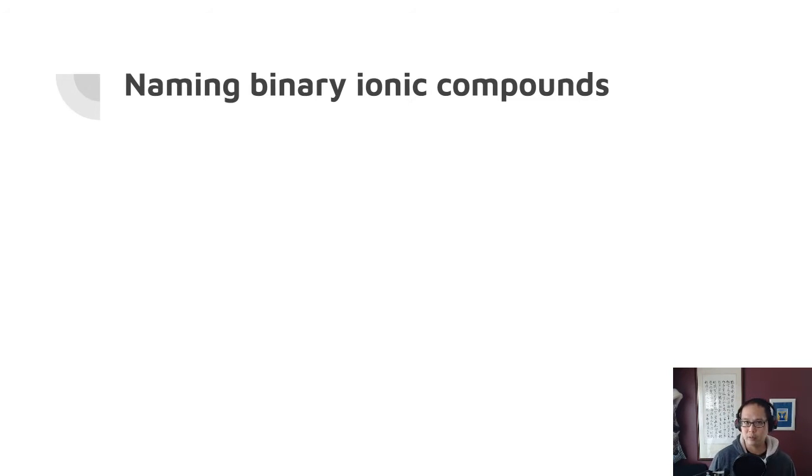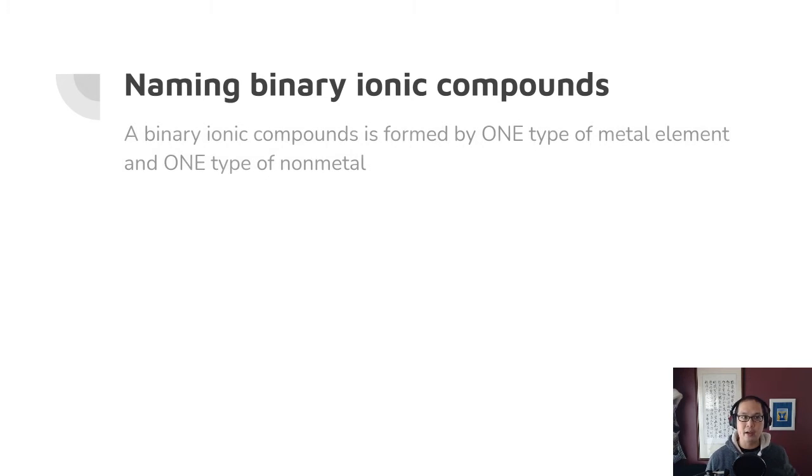All right, so we're going to be talking about naming binary ionic compounds. Binary, the word bi, stands for two. So we're going to start with ionic compounds that only have two elements in them total, hence the term binary. A binary ionic compound is formed by one type of metal element and one type of nonmetal. That doesn't mean there's only two atoms of each element, but there's only going to be two types of elements involved. One's a nonmetal, one is a metal.